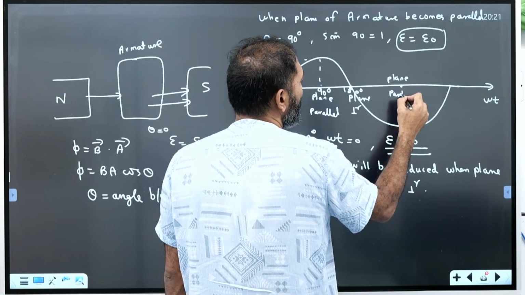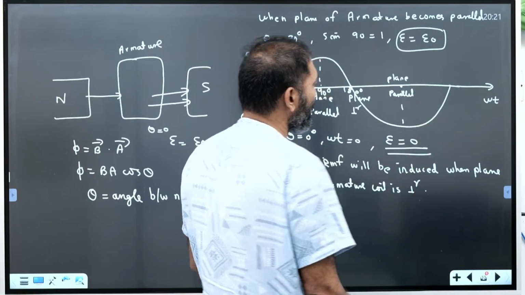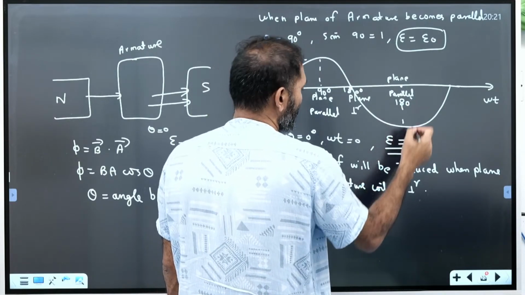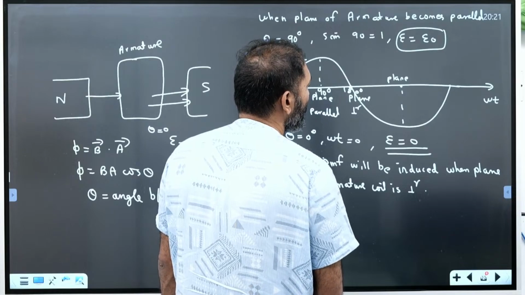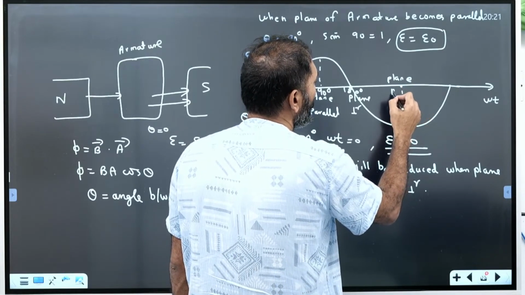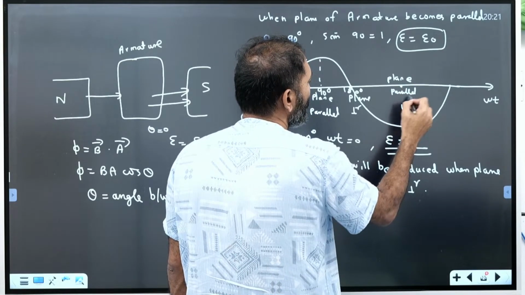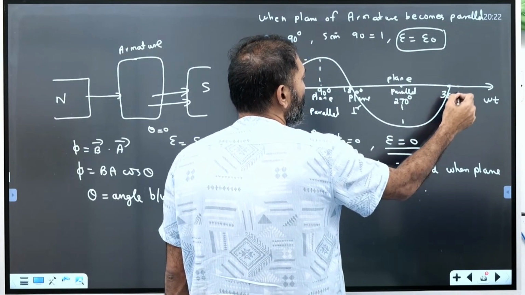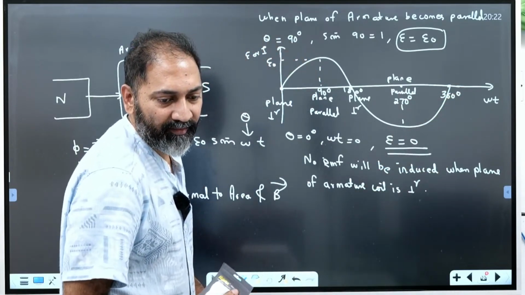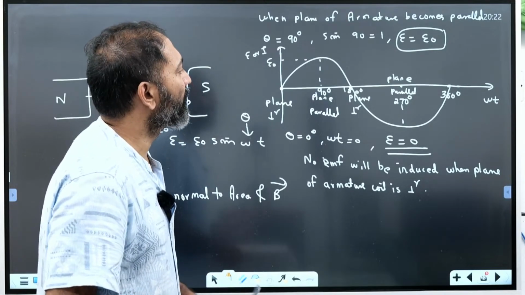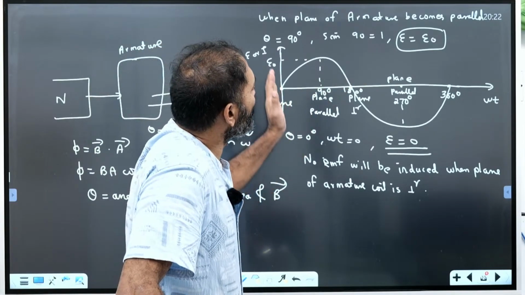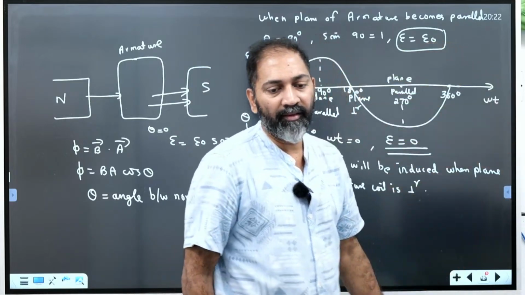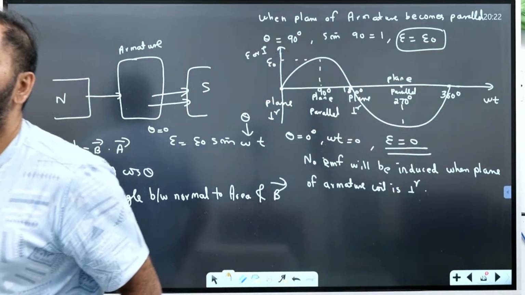So maximum induced EMF, or you should say anti-parallel, because theta is what? At 270 the plane is again parallel, and sine 270 is minus 1. Again at 360 it is 0. So why alternating? Because there is a positive half cycle and a negative half cycle, and it goes on like that. That is the reason why it is called alternating.